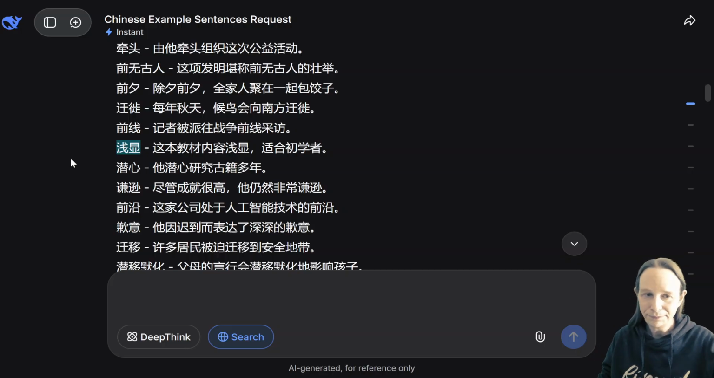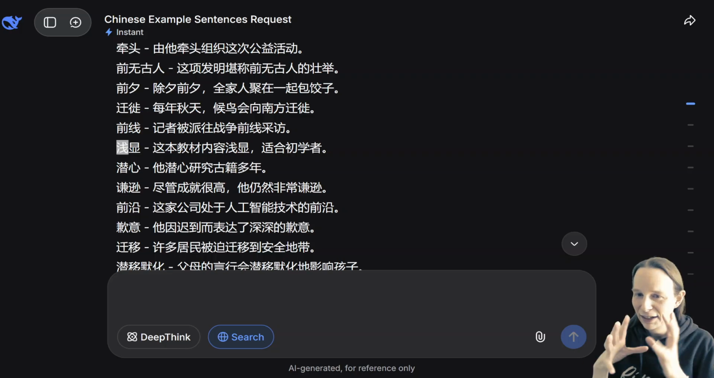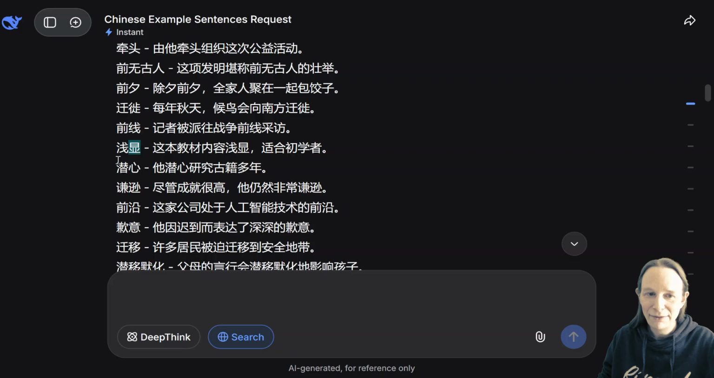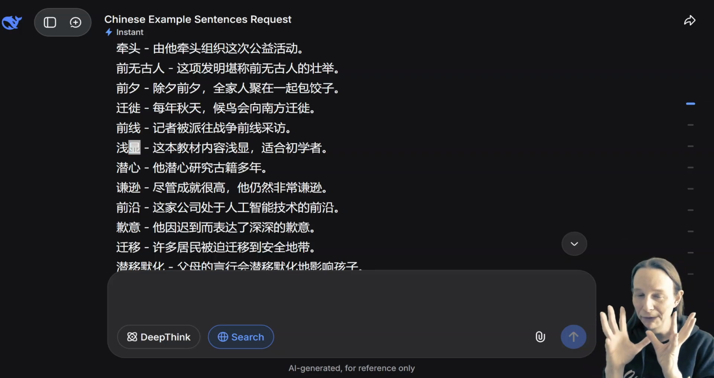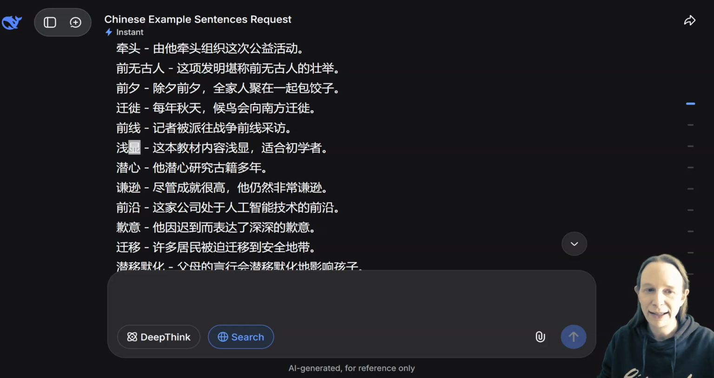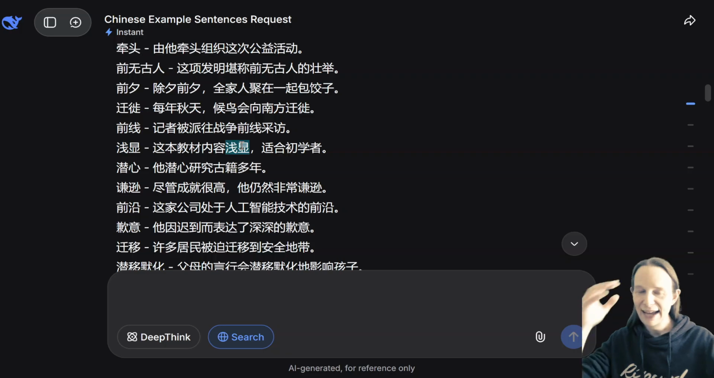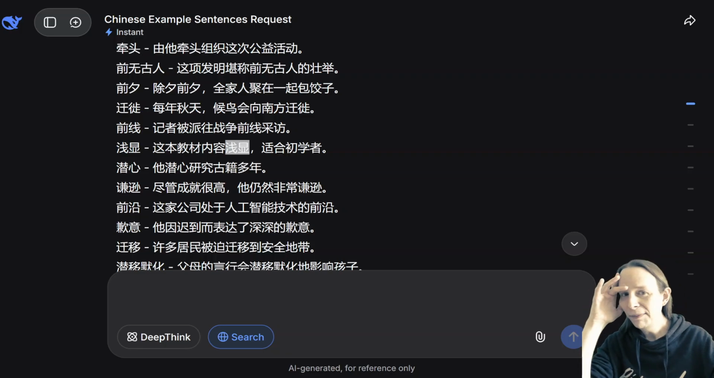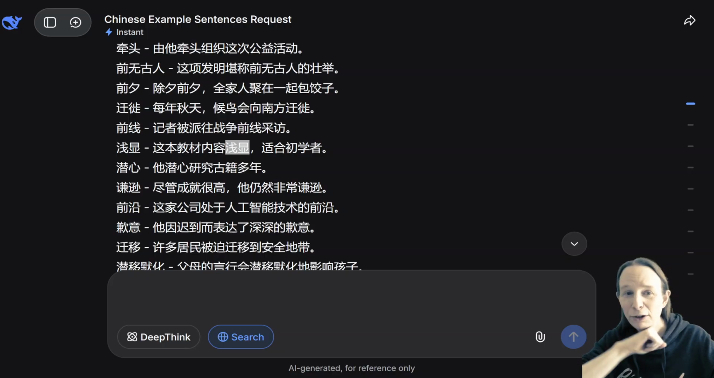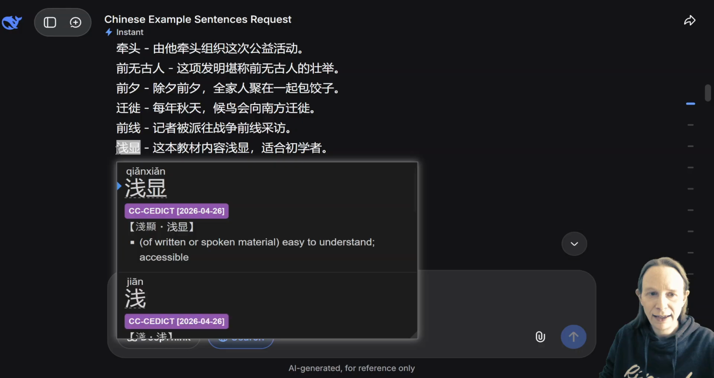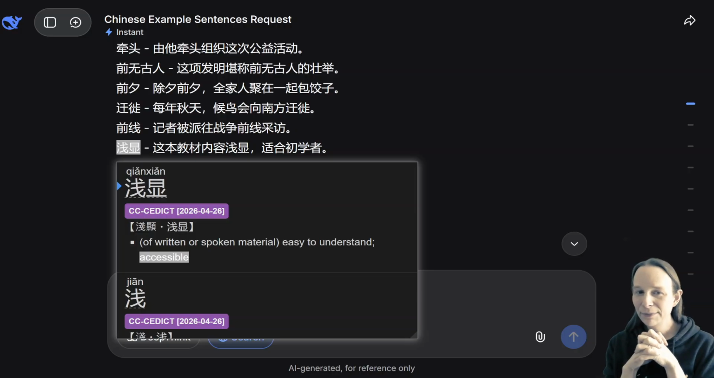Anyway, okay, I do not know this one. 浅显. Okay, so 浅 is shallow. 显 represents something that is observable, visible, conspicuous, something in this ballpark. I do not know what this is, but let's figure it out. 这本材料内容浅显，适合初学者. So maybe the meaning is close to the surface. It could be like superficial, maybe. Easy to understand. Oh, accessible. So that's not a negative word. That's a positive word. Superficial is a bit negative.